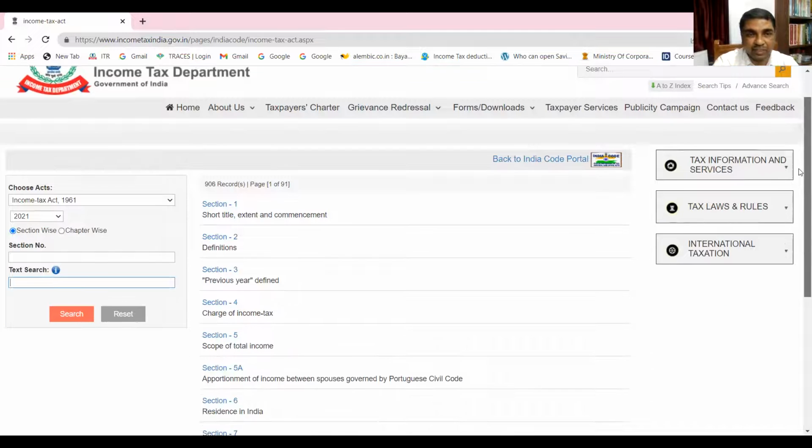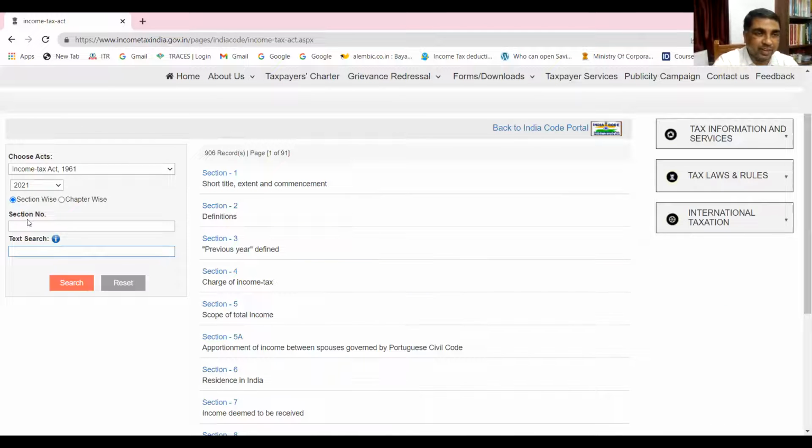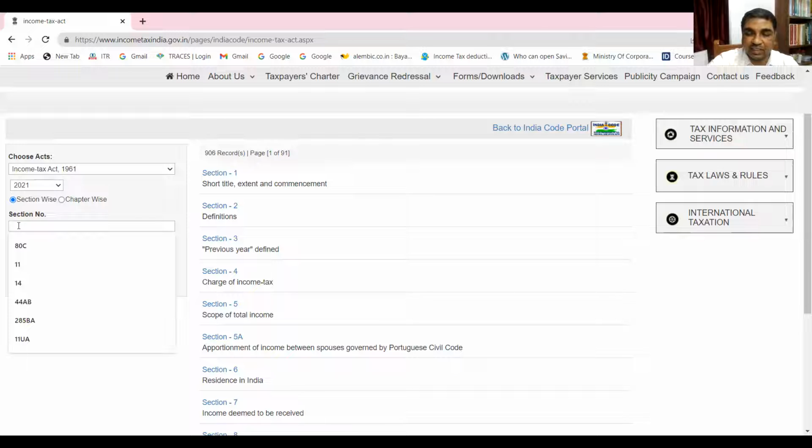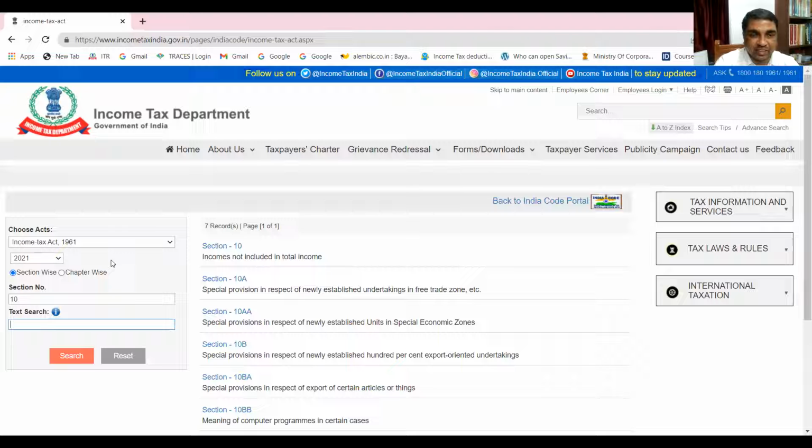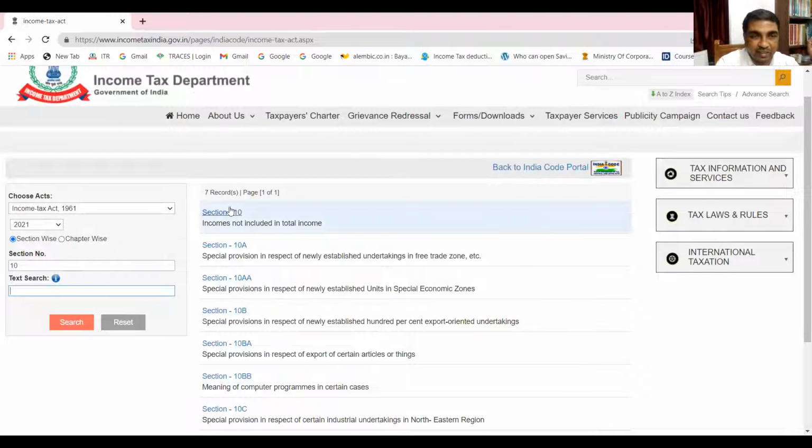Since we are aware of the section number, we need not search it. We can directly type here section number 10. Section 10 and related sections will be appearing here. See section 10, 10A, all these things are appearing here. Now section 10, can you see what is the title of this section? Incomes not included in total income.